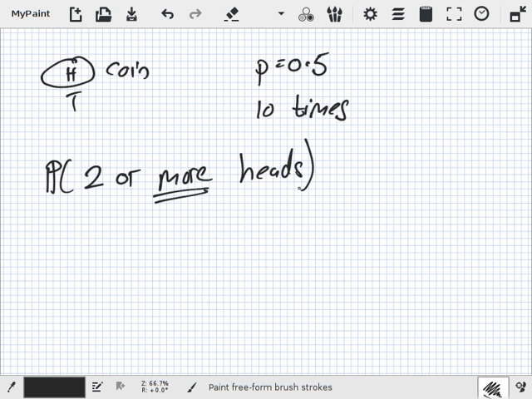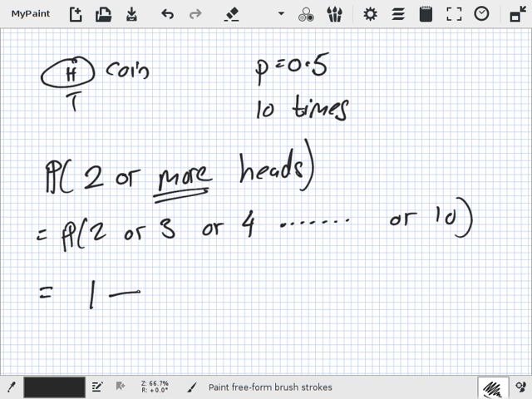Now, what do we do here? 2 or more. No, more than that. It's 1 minus 2 or less. Yeah, that's it, and we'll get to that in a moment. 2 or more means 2 or 3 or 4, all the way up to 10. Now that will take a long time to do, won't it? Because you have to do 2, 3, 4, 5, 6, 7, 8, 9, 10. But you spot there's actually a shortcut, there's a trick here. You can say this is equal to 1 minus 0 or 1.